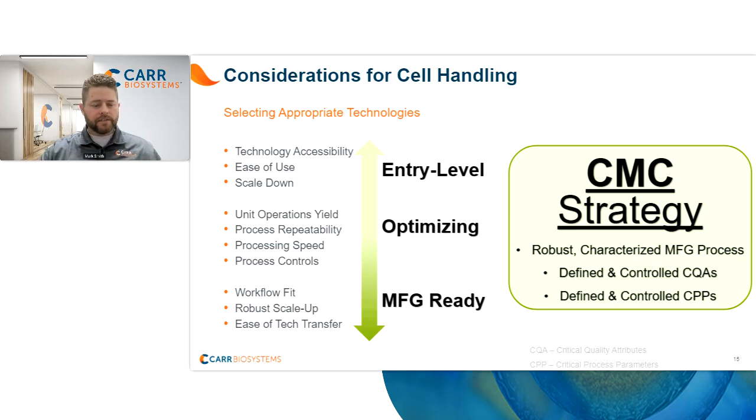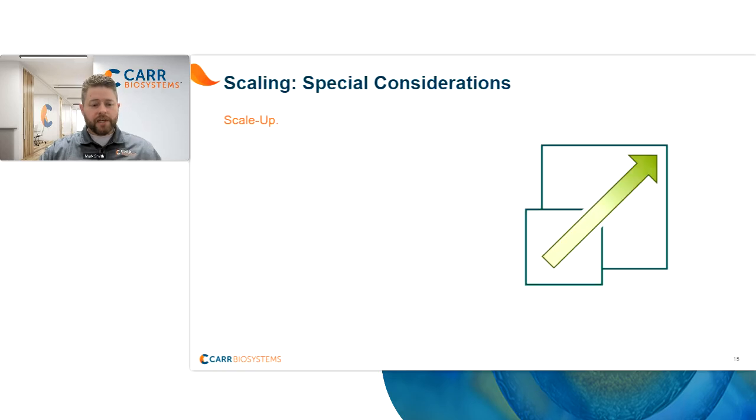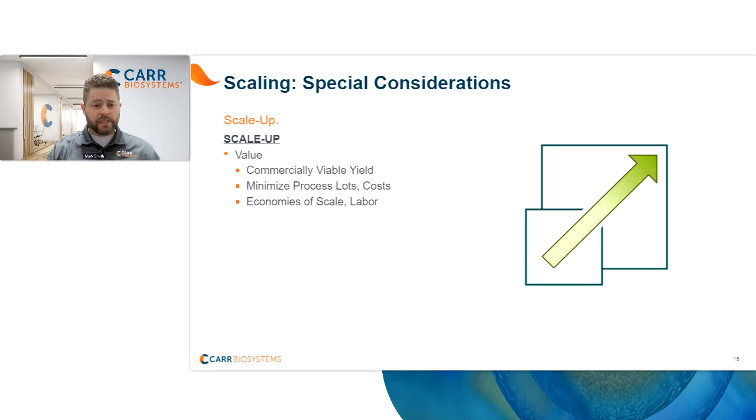So we'll take these considerations, and a particularly special consideration to think about is scale up. Of course, scale up has really good value as you're getting to that commercial scale. You need that yield. You want to minimize process lots, minimize the QA, QC sampling and testing, get those economies of scale and labor you're looking for. So one consideration when you're looking to scale up technologies is, are we going to have equivalent controls? Are those controls going to enable us to have the same critical process parameters and have comparable processing times, for example? One thing that can be overlooked when you're looking for scale up, though, is scale down.